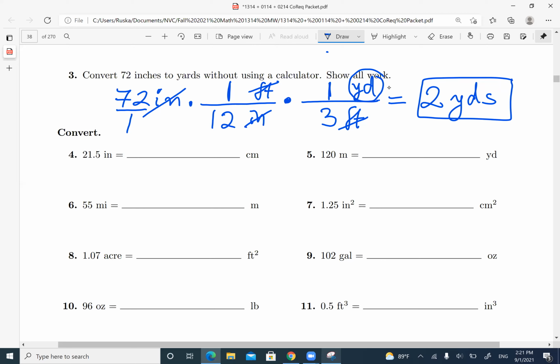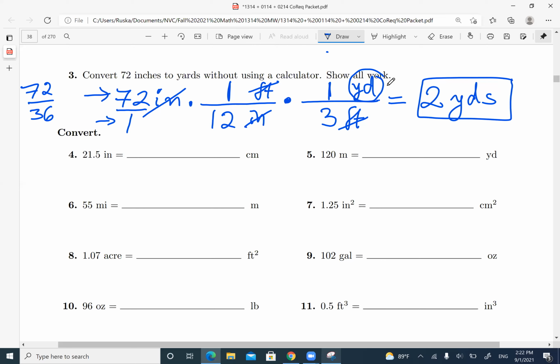So if you want, you can multiply all the numbers in the top, so it's 72. And you multiply all the numbers in the bottom, which is 12 times 3 is 36. So 72 divided by 36 is 2. You can do it that way also. Okay, that makes sense. Okay, everybody good?